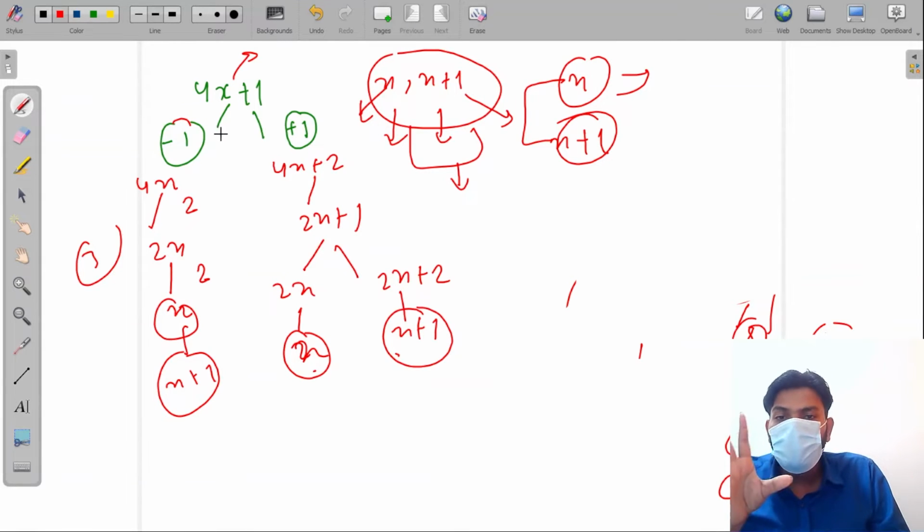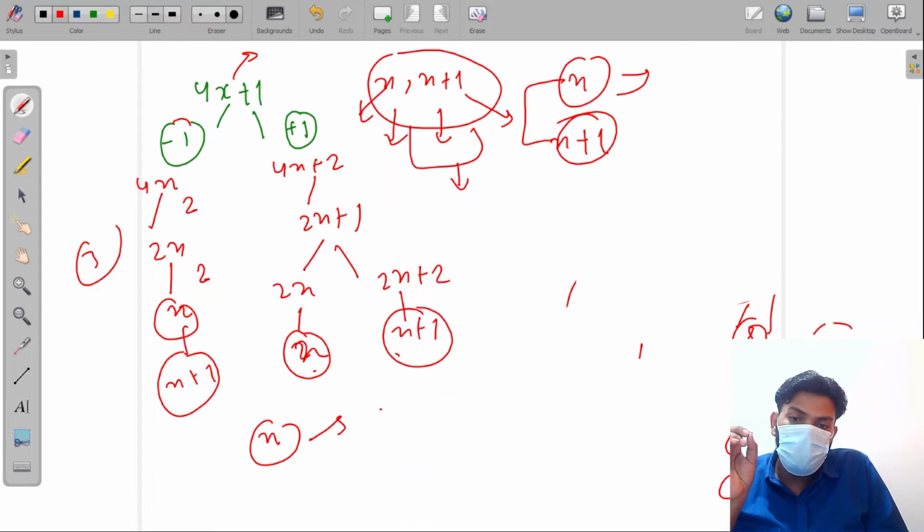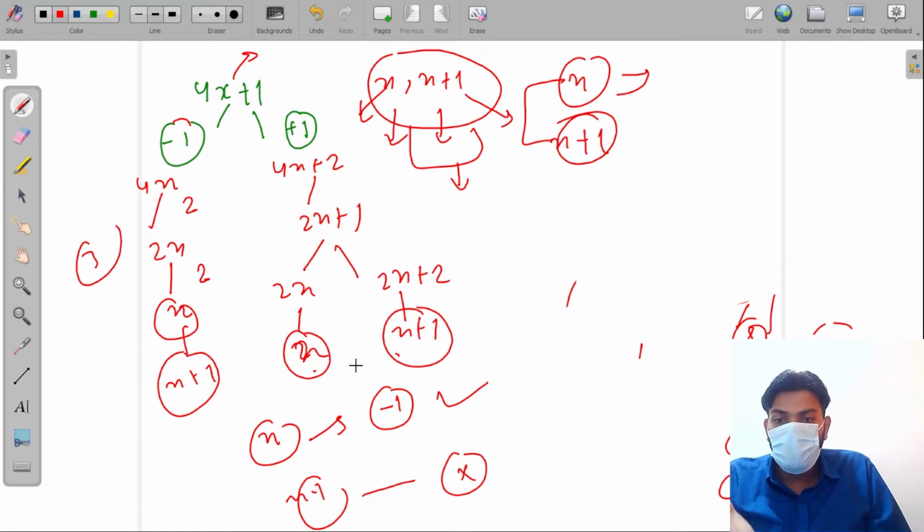Okay, so I hope you understand what I'm saying, that if you take x as advantage, then minus 1 will be good. Minus 1 will always be good. X plus 1 is not good. Why? Because it takes 4 steps.